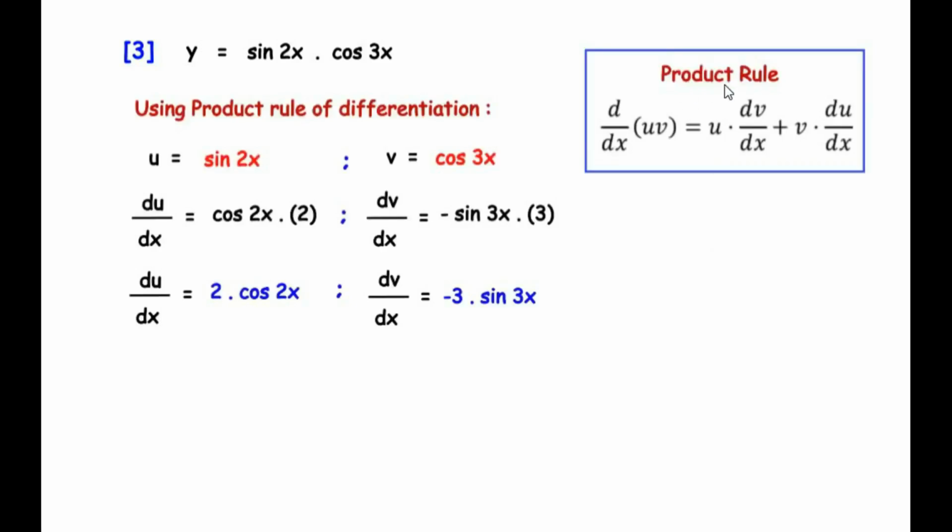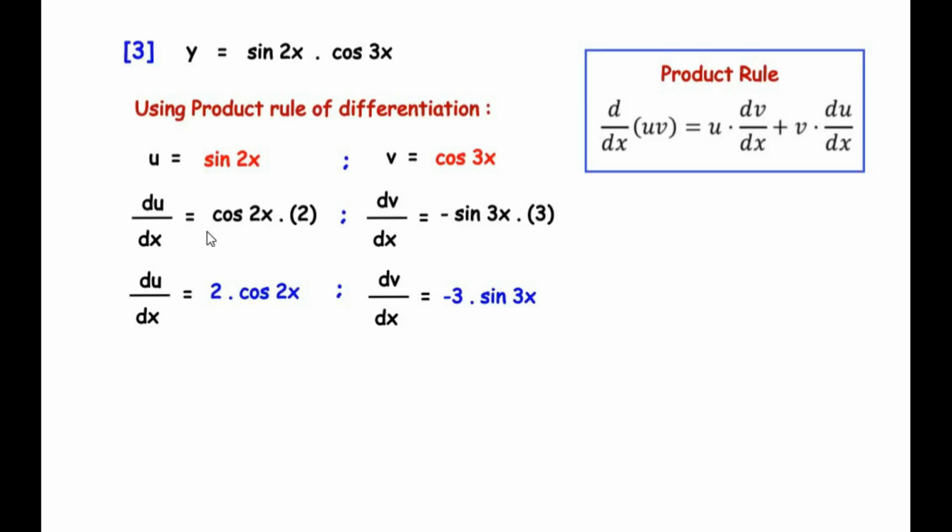So the product rule is given as d by dx of u times v, where u is the first function and v is the second function, is equal to u times dv by dx plus v times du by dx. Now here we have considered the first function, that is sin 2x, as u and cos 3x as v. You can also consider sin 2x as v and cos 3x as u. It will give you the same correct answer.